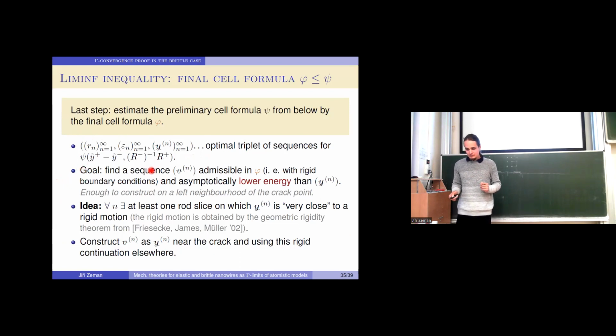And the goal is to find some vn that is admissible as a competitor in the final cell formula, but the energy shouldn't increase. So due to symmetry, it's enough to restrict ourselves to the left neighborhood of the crack. And then it is a bit technical, but it can be shown that there is at least one favorable rod slice where we can take the crack part up to now and then continue in a rigid way. It's possible to apply again the geometric rigidity theorem of Friesecke-James-Müller. Yeah, so this is what I just said.